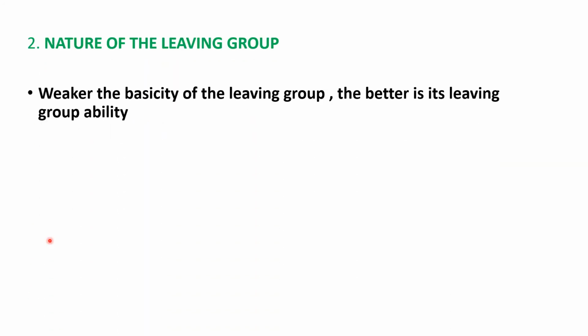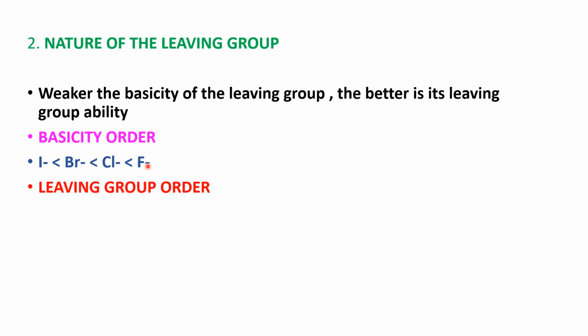Nature of the leaving group. The weaker the basicity of the leaving group, the better is its leaving group ability. Here the basicity order of the halide ions is I minus less than Br minus less than Cl minus less than F minus. We know the weaker the base, the weaker is its bond with the stereogenic carbon and the easier it is to break it. So the leaving group order is I minus greater than Br minus greater than Cl minus greater than F minus.